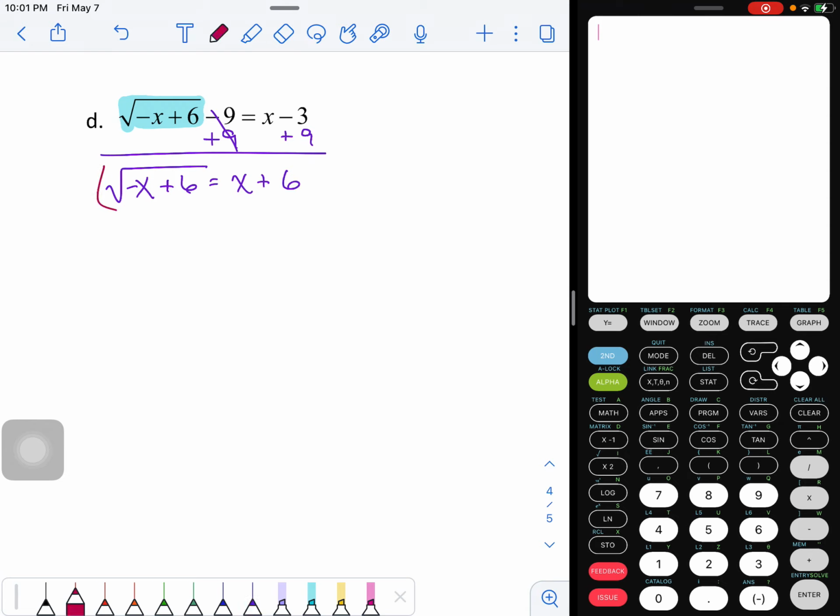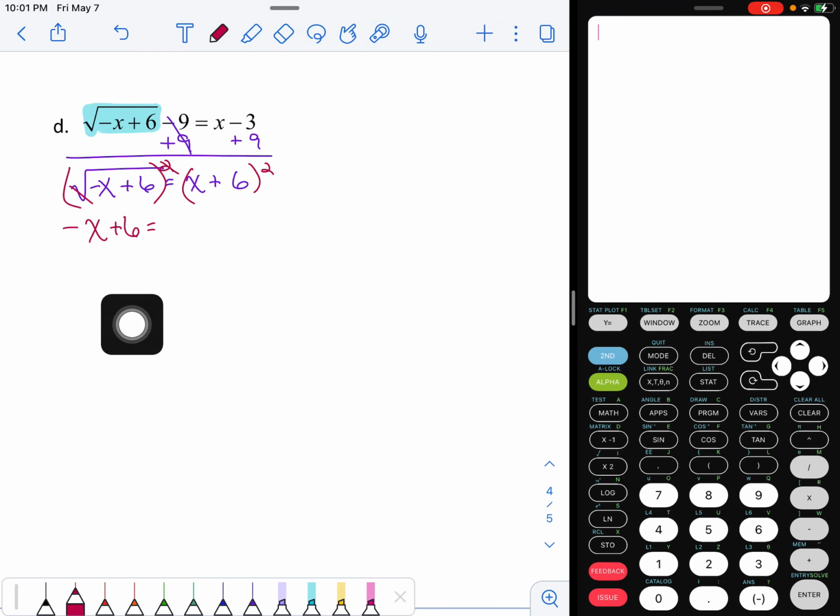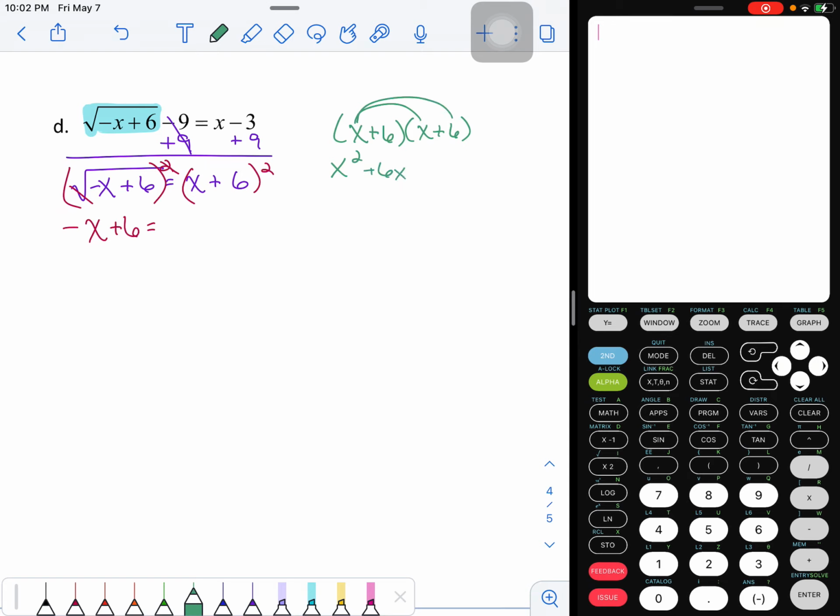The inverse operation to a square root is to square both sides. So square and square root cancel. Negative x plus 6 equals. Now, if it helps you, off to the side, write out what x plus 6 squared is. Remember, to square something means you are multiplying whatever that something is times itself. So you're going to do x times x, x times 6, 6 times x, and 6 times 6. Combine some like terms in the middle here.